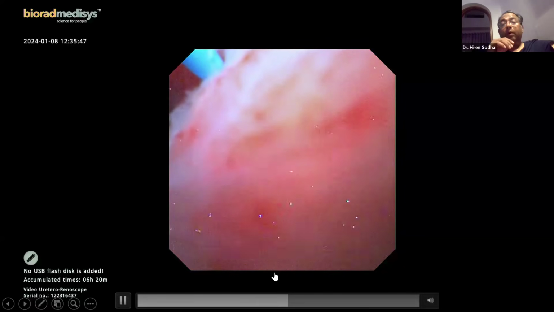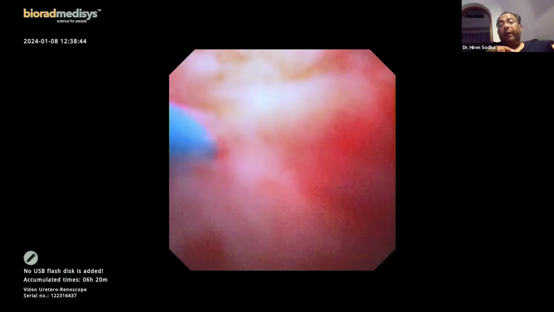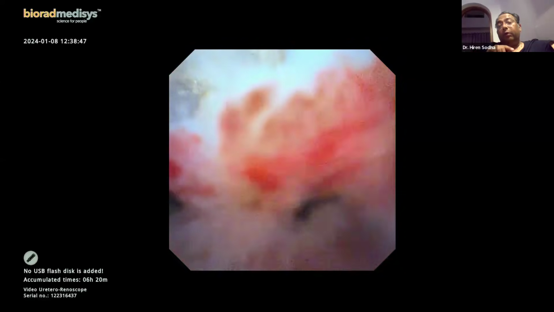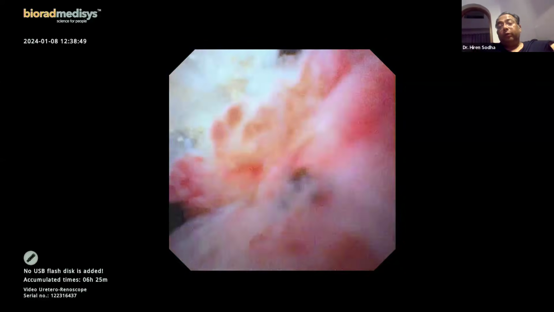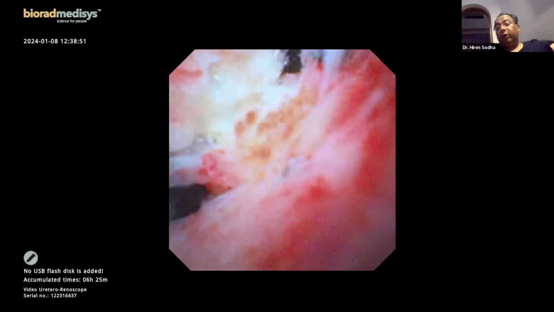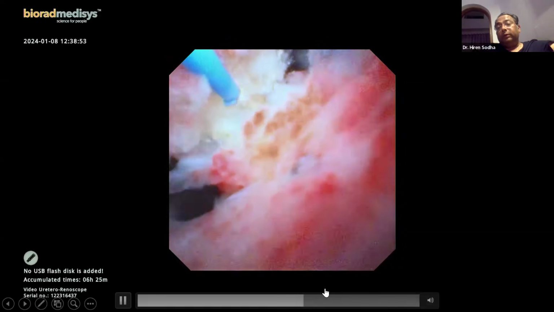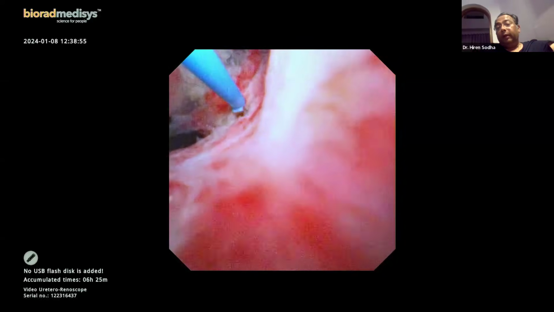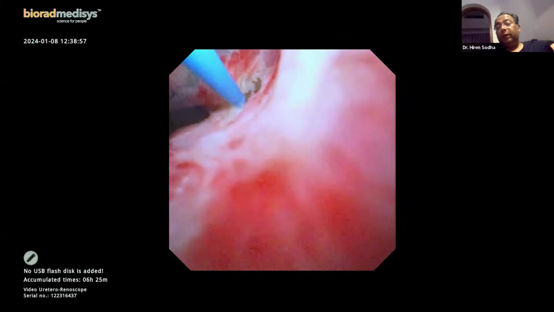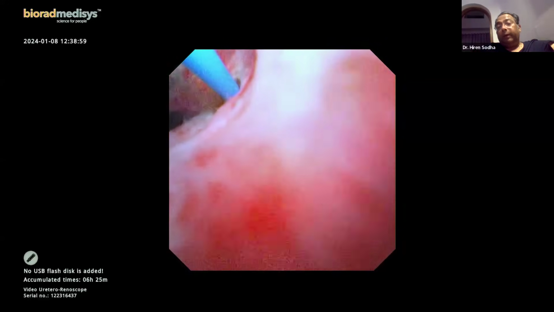Okay, so somehow with a lot of difficulty, I managed to put my laser fiber in that hole. Again it got dislodged. It was very difficult to focus it in that hole, but somehow I'm trying and trying, and finally, I managed to reach that and open it up a bit.